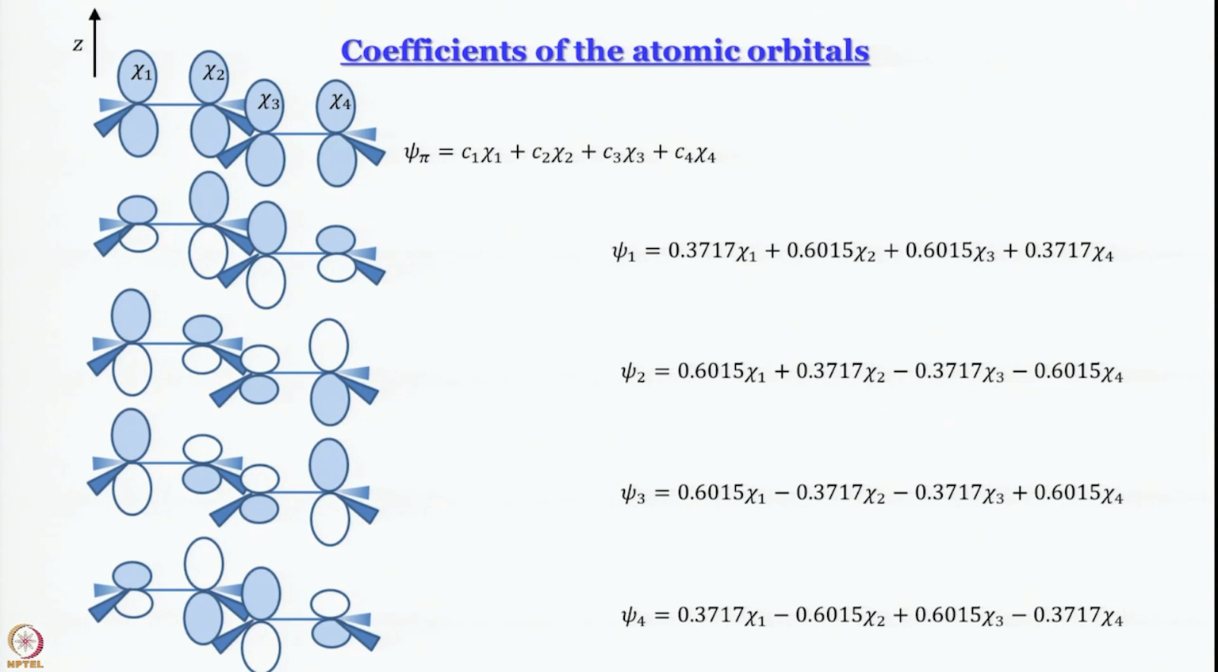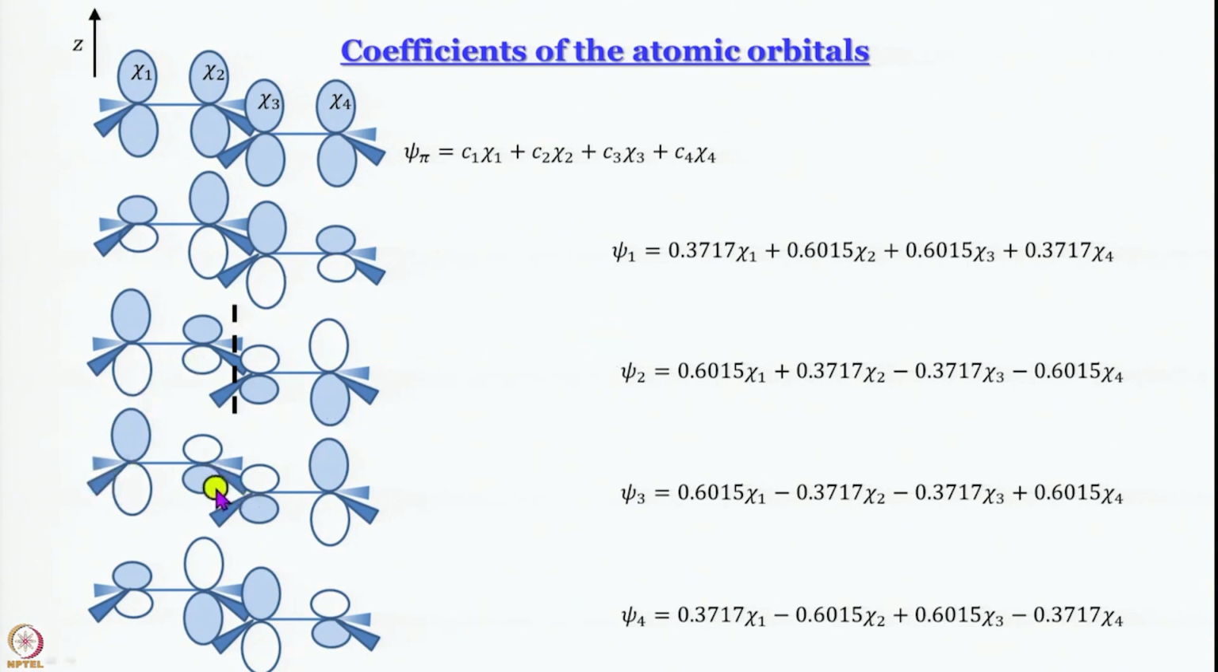Now, one thing that is very useful is to see where the nodes are. Of course, in the first one, except for the xy plane which is already there for p orbitals, there is no new node that comes in as a result of formation of the MOs. For the second one, psi 2, however, you see between 2 and 3 there is a sign change. So, you have a nodal plane right here. I am drawing a dashed line, but it is really a nodal plane. Okay. What about psi 3?